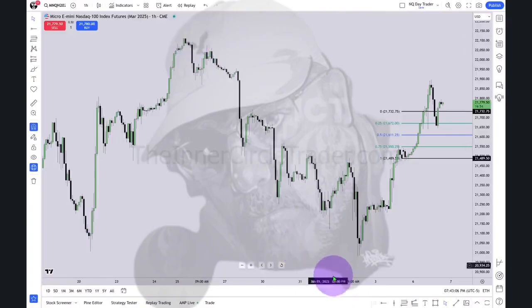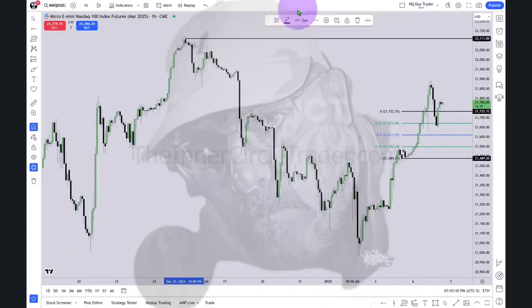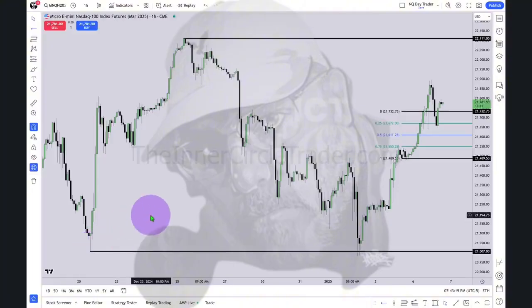If I note this, like this, and this low here, when the market broke below this low here, the market was bearish.